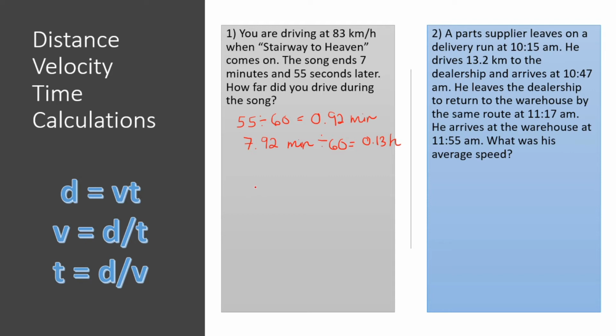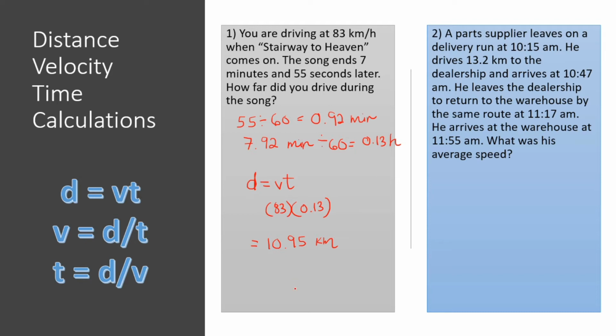Okay, so what am I solving for? I'm looking for distance. And according to my formulas, distance is equal to velocity multiplied by time. So I've got my 83 kilometers an hour. I've got my 0.13 hours. And we're going to do that math, and we're going to end up with 10.95 kilometers. You almost drove 11 kilometers during the time that song was on.